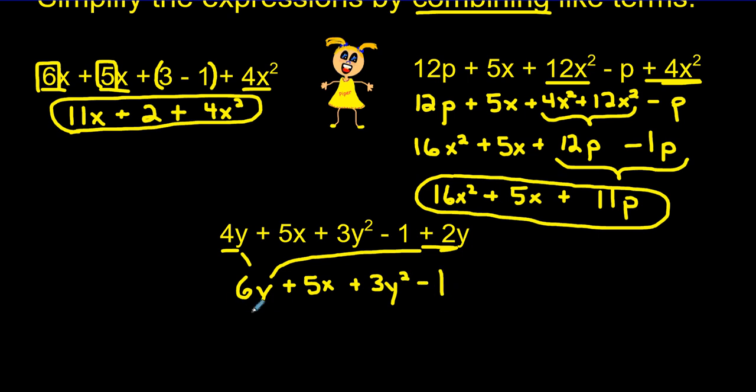Notice we cannot combine any of the other terms because they don't have the same variable factor to the same power. We have a y here and a y here, but this one has an exponent of 2. So my simplified answer for this original expression is 6y plus 5x plus 3y to the second power minus 1.